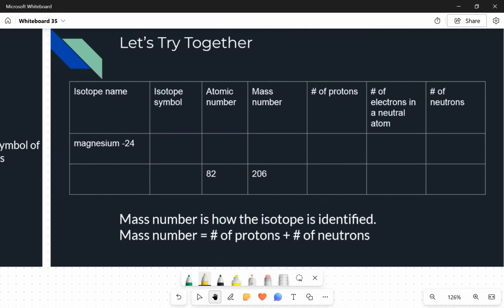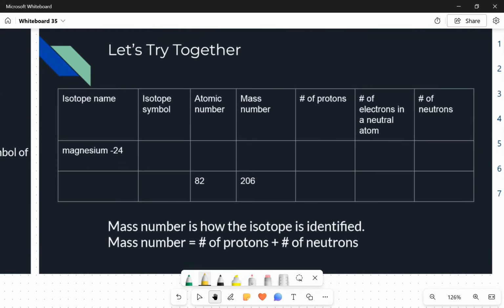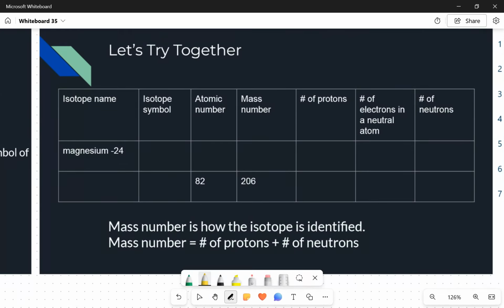Now, let's practice a little bit. What I want to do is use just a little bit of information that we know about a particular isotope to try and get all of this other information. So the goal is to complete this table with the isotope name, the isotope symbol, the atomic number, mass number, number of protons, number of electrons, and the number of neutrons.